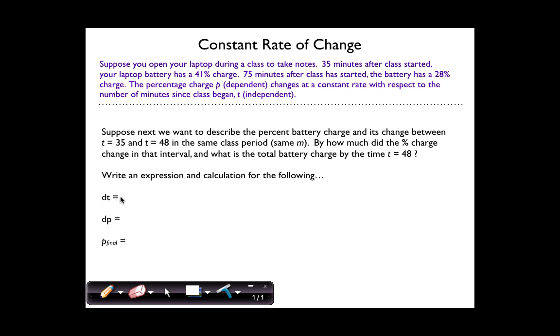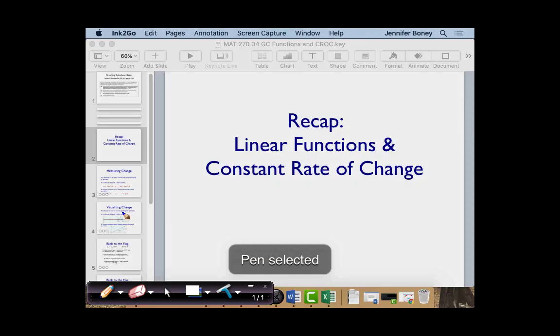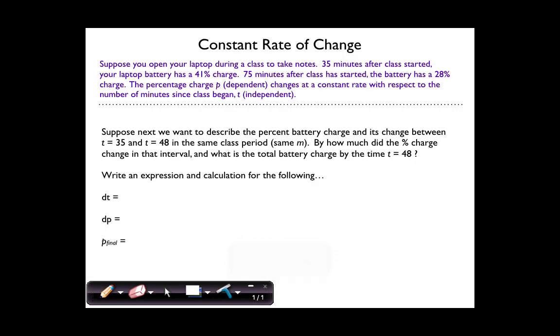What's the value of dt that we're looking at here? Yeah, it's just 13. It's just this 48 minus 35. Let's see if I can get this to go. Nope, of course not. I have to update this or something. But yeah, 48 minus 35. So 13, that's minutes that have gone by while the battery is discharging at the same constant rate, right? Yes.